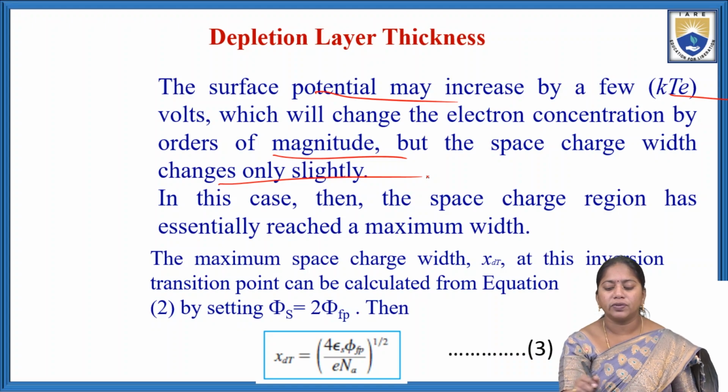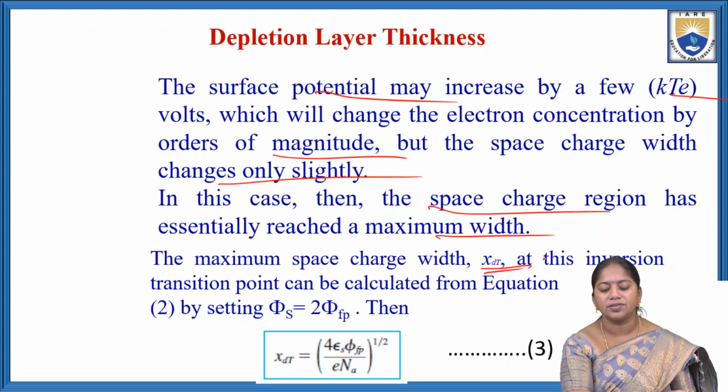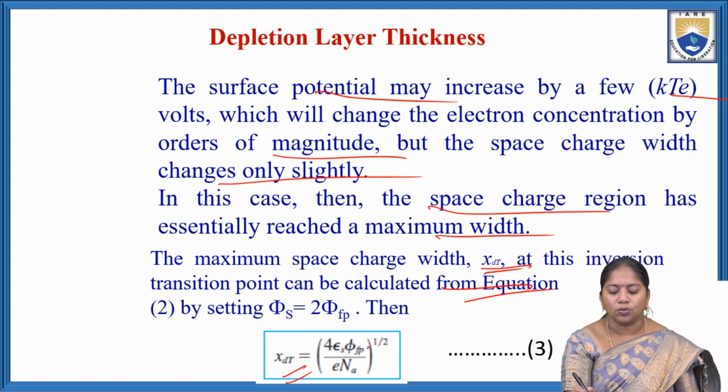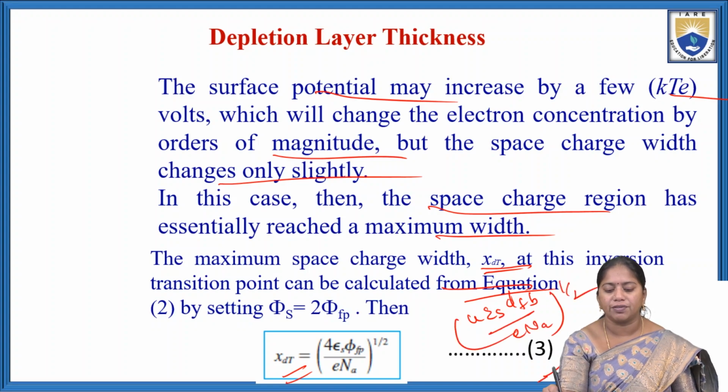So in this case, when the space charge region has essentially reached the maximum width, the maximum space charge width x dT at the inversion transition point can be calculated from the equation by setting phi s equal to 2 phi fp. Then x dT equals (4 epsilon s phi fp / (e Na)) to the power of half. That is equation 3.